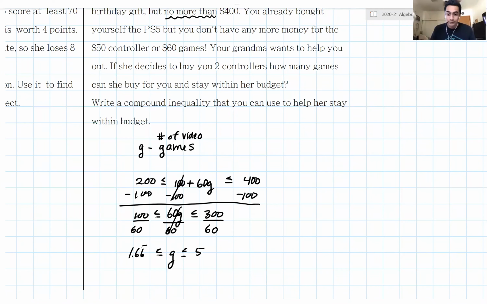So essentially, what's the minimum amount of games that your grandma could get you? She can't get you one, because she would be below her budget on that. The G, the amount of games, has to be between 1.66 and 5. So 1 is outside of that bounds. So anywhere between, typically, mostly like between 2 and 5. She can get you 2, 3, 4, or 5 games.